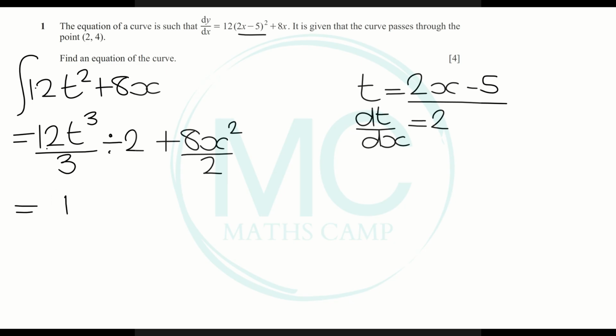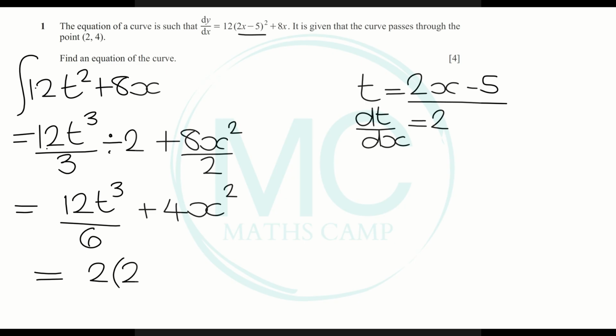I have 12t cubed over 3 divided by 2, which gives me a denominator of 6, plus 8 over 2, which is 4x squared. Now I need to put my bracket back into t. So this is going to become 12 over 6, which is 2, the bracket of 2x minus 5 cubed plus 4x squared plus c.